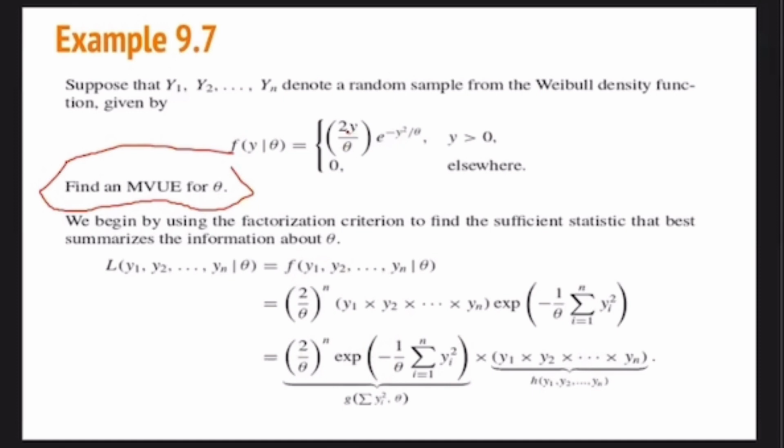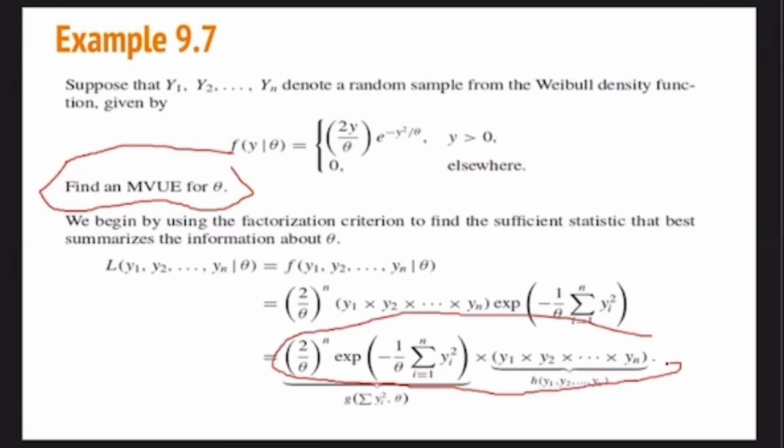Take a look at this. 2 is a constant, right? That would be 2 raised to the power n. Theta is a constant, that would be theta raised to the power n. But y, that's a product: y1 times y2, and so on, that's why you see y1 up to yn. And the exponential is power negative y squared over theta, so for that y we're going to have a summation, or you have a joint. Now, take a look at this.